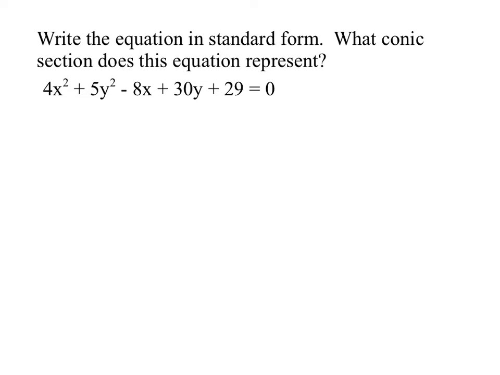So here's what we're going to do. We're going to reorder the equation so x's are grouped together and y's are grouped together and constants are on the right-hand side of the equal sign. So x's first, let's see where we're at. So 4x squared minus 8x plus 5y squared plus 30y. And then we subtract that 29 from both sides. We get negative 29.